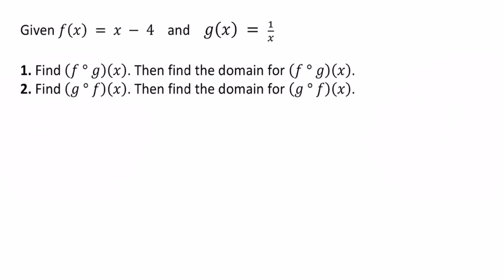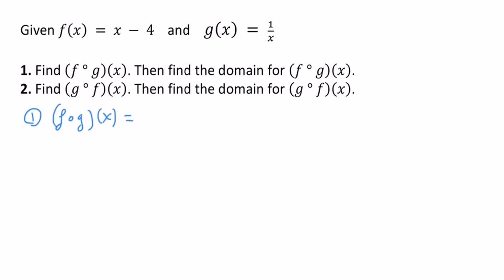Given f of x is equal to x minus 4 and g of x is equal to 1 over x, we want to find f circle g and its domain, and then find g circle f and its domain. So let's start with the first one. F circle g of x.